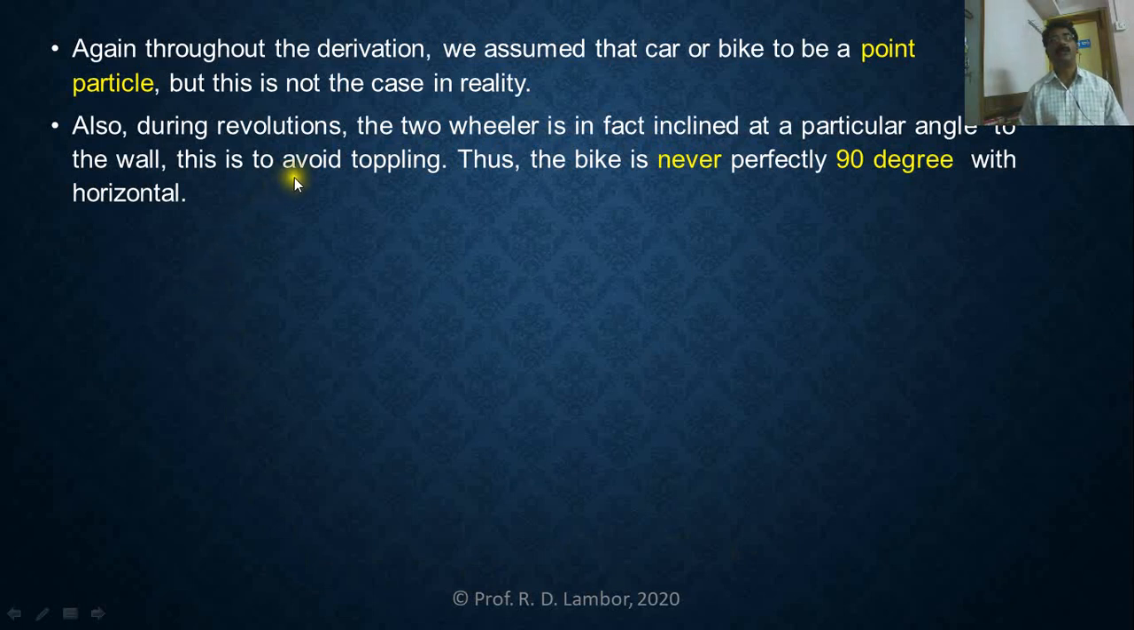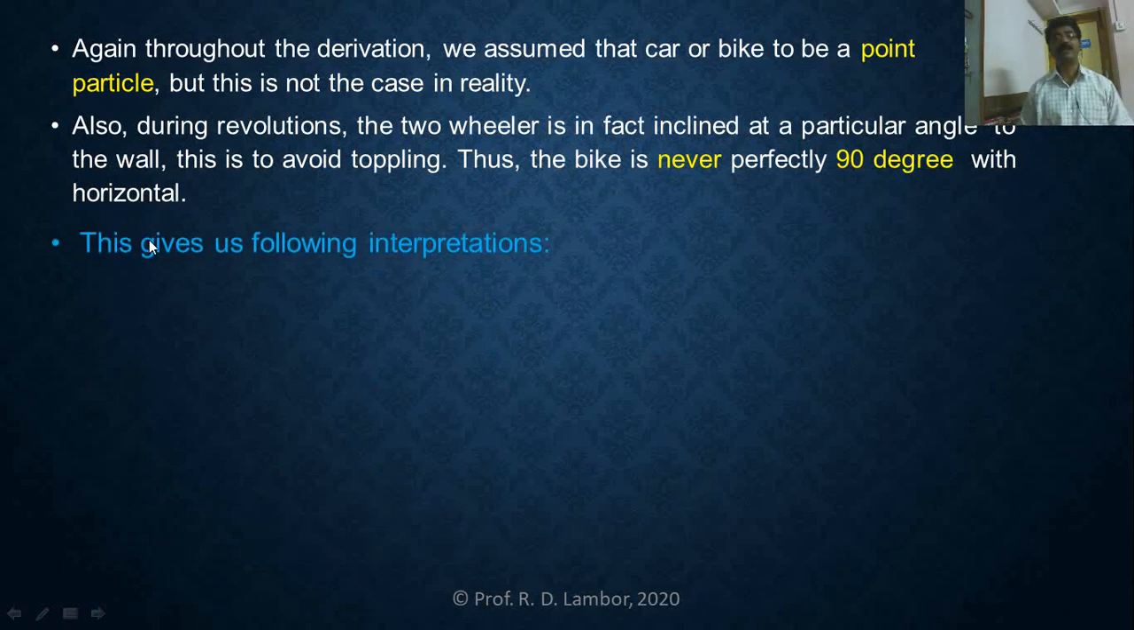Also, during the revolutions, the two-wheeler is in fact inclined at a particular angle to the wall, isn't it? Have you seen the video? Can you remember? Have you seen the picture before the video? The bike rider is inclined at a particular angle to the wall. For what? To avoid toppling. Thus, the bike rider is never perfectly 90 degrees with the horizontal. He cannot remain 90 degrees with the horizontal.